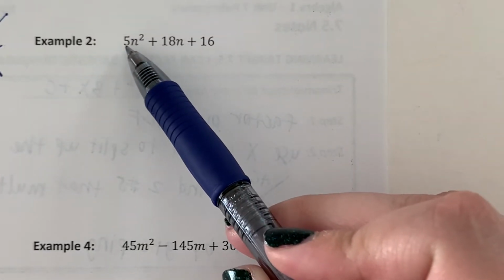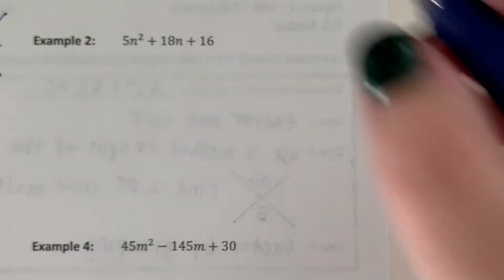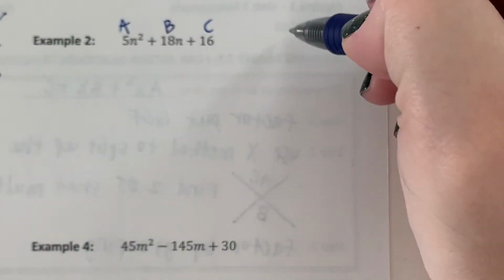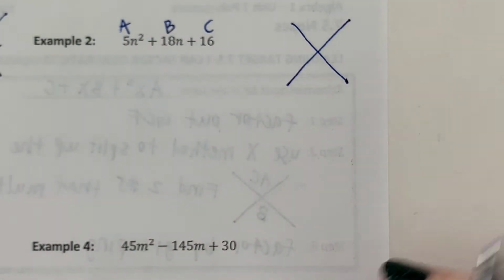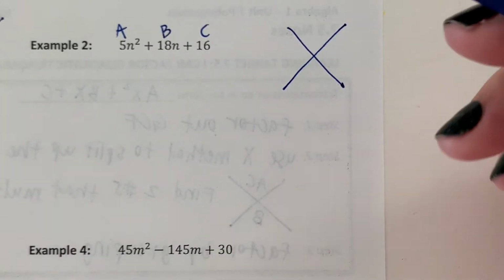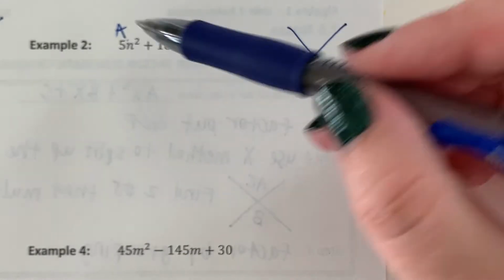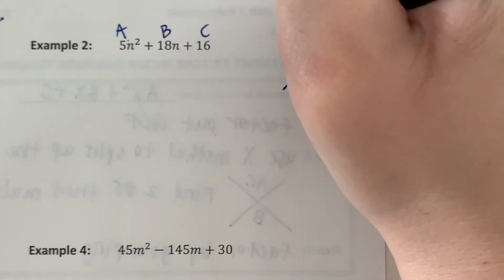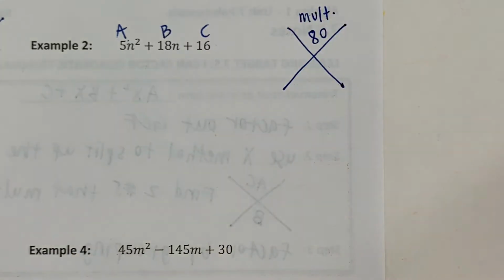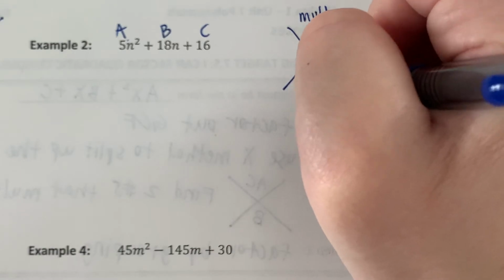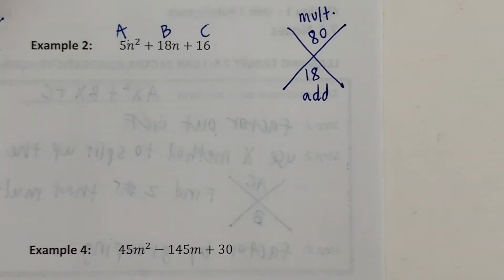There's no number I could pull out of 5, 18, and 16. So I can identify my A, my B, and my C. I can do my X factor here. So I'm looking for A times C in the top. So 5 times 16 gives me 80. So I need two numbers that multiply to 80. In the bottom, I put my B, which is 18, and I need to add to 18.